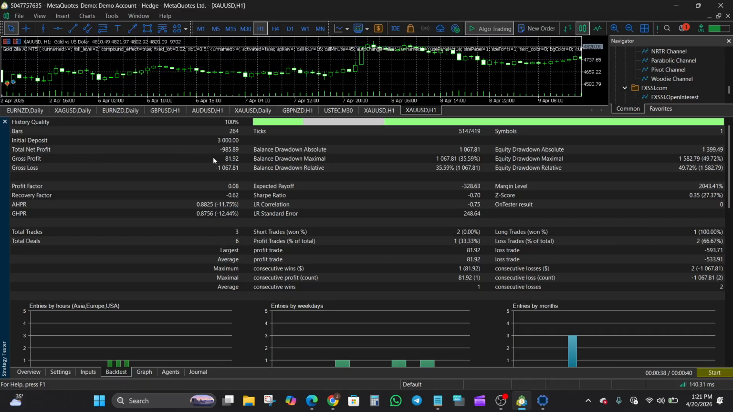The gross profit was just a little, which obviously would have been from the long trade, right? And then the gross loss was quite much. So that gave us a decline of over 30% in the balance. All right, so that is the result for this particular back test.